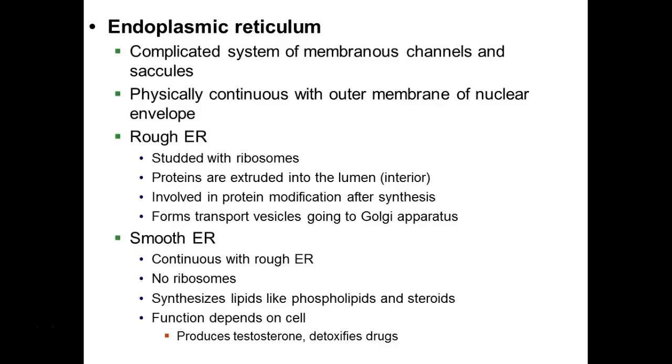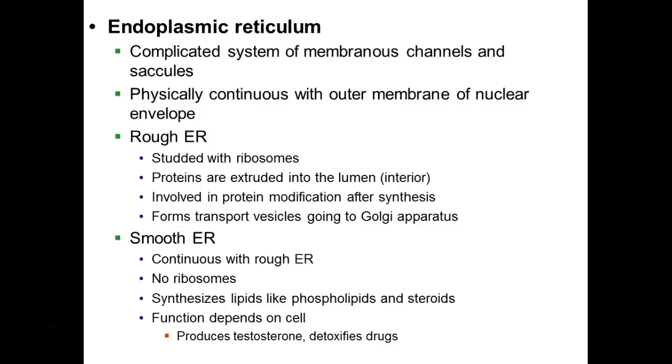The rough endoplasmic reticulum then will form little blebs or bubbles that are going to go to the Golgi apparatus. These are called transport vesicles. So you can imagine little bubbles coming off, and the bubbles are going to be transported to the Golgi with the help of the cytoskeleton that we'll learn about momentarily.